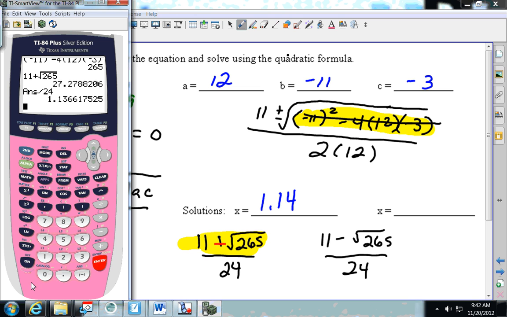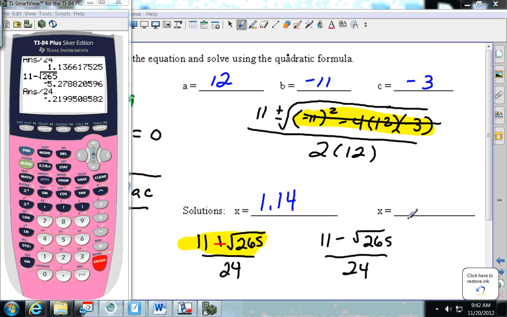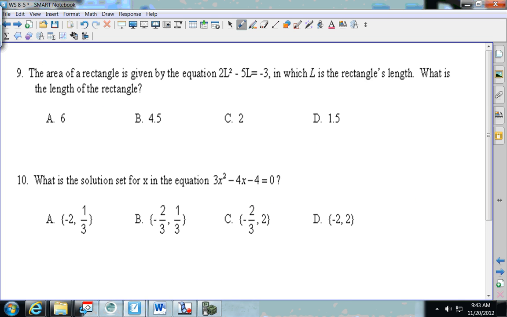I have 11 minus the square root of 265. Press enter. Divide by 24. And press enter. I get -0.22. I know it says 2.19, but it's -0.22. Okay, let me try and get this in here. Let's go to the next one. Take a minute and try and answer these.